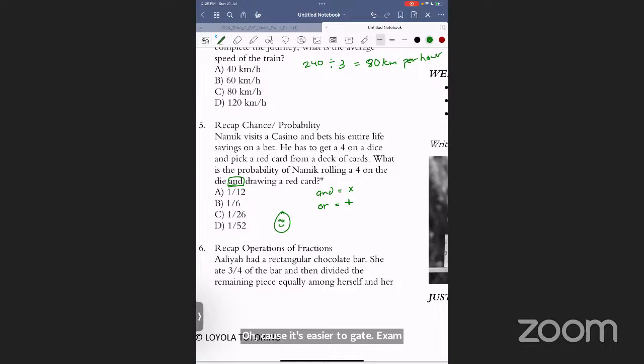Well, that's exactly right. It's easier to pass a gate exam. But the other benefit is, imagine you don't pass the gate exam, right? What can you do then, Alamdar?